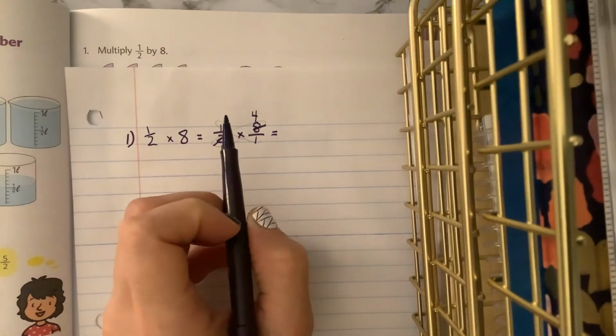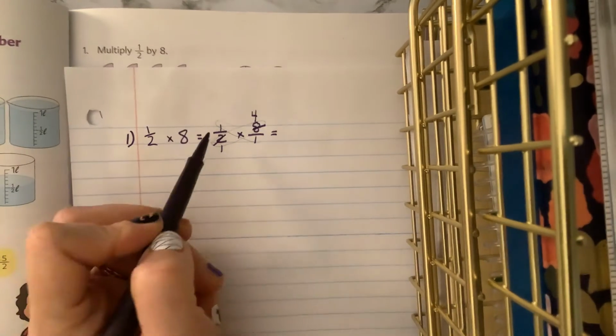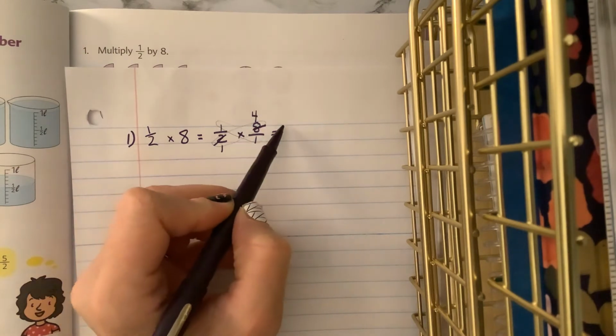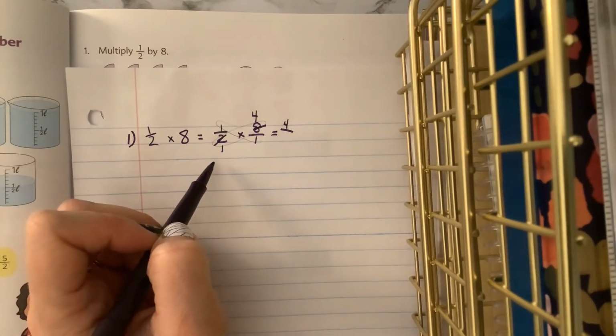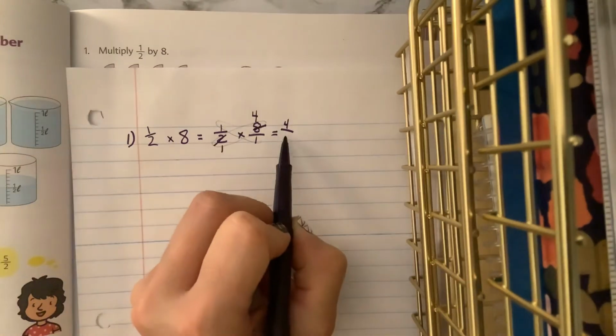Now we multiply numerator times numerator. So 1 times 4 is 4. And denominator times denominator. 1 times 1 is 1.